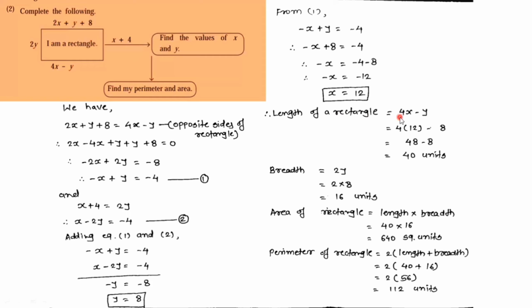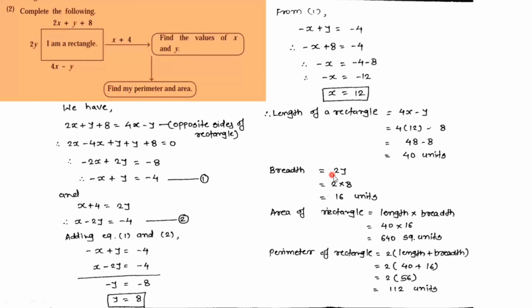In this expression, we'll substitute the values of x and y. So 4 into x, that is 4 into 12, because x is equal to 12, minus y, that is minus 8. So 12 into 4, that's 48, minus 8. So 48 minus 8, that's 40 units. This is the length of the rectangle.